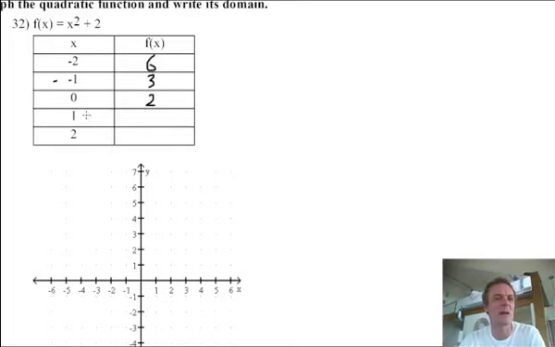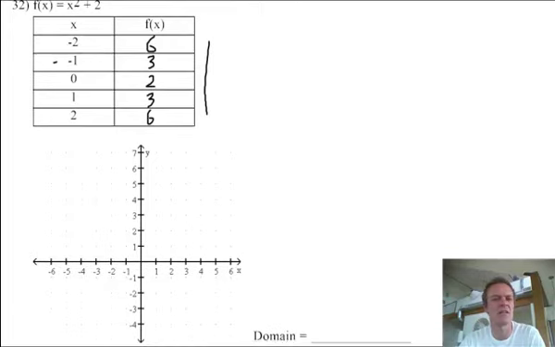Again, look, going backwards. Square of 1, you get 1. Add a 2, you get 3. You're going to kind of repeat this lot. When x is 2, 2 squared is 4. 4 plus 2 is 6. There's your table completed.